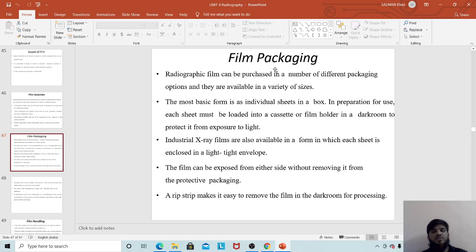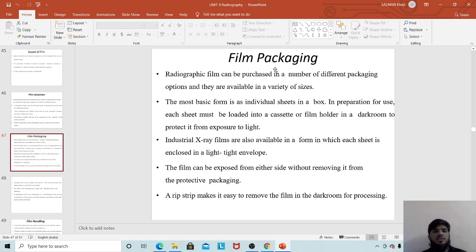So the radiography films can be purchased in different packing options, available in a variety of sizes. The film photography in old cameras, you might have seen, is in a round form, which you pull and you can see the whole film. Similarly, if you go to the X-ray shop, they will have big X-ray films. So different types are there.